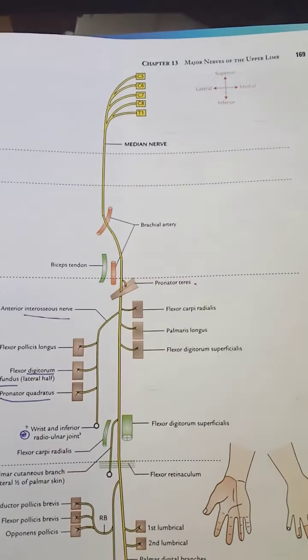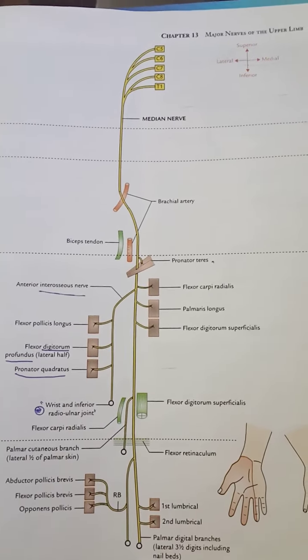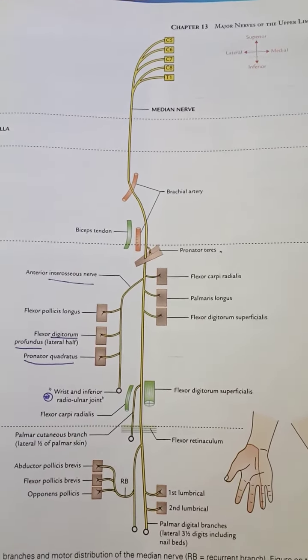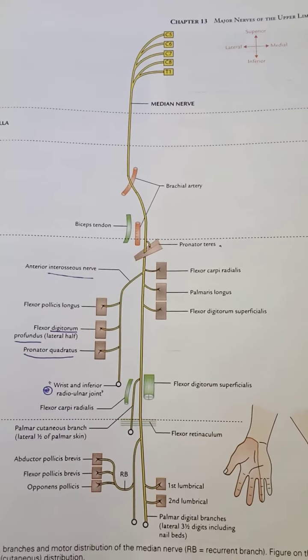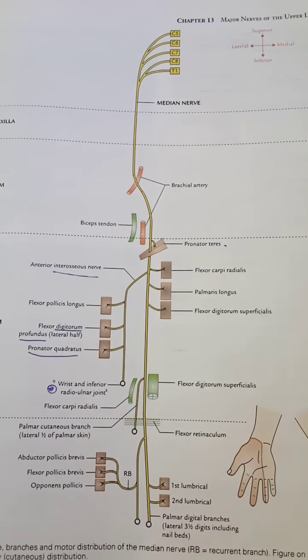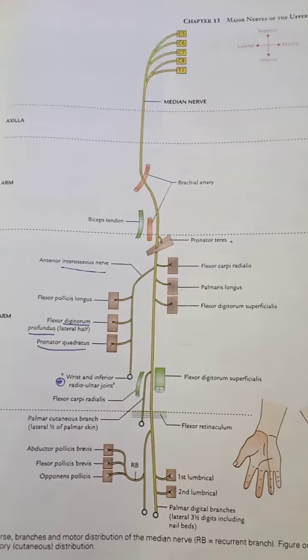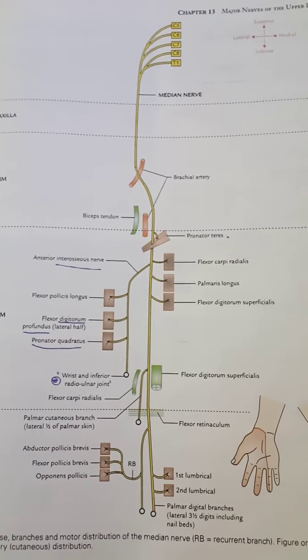Pronator teres is supplied by the median nerve. So even on seeing pronation, never click pronator teres, because pronator teres is supplied by the median nerve, and so are flexor carpi radialis, palmaris longus, flexor digitorum superficialis, flexor pollicis longus, flexor digitorum profundus, and pronator quadratus. So now let us go to the radial nerve.